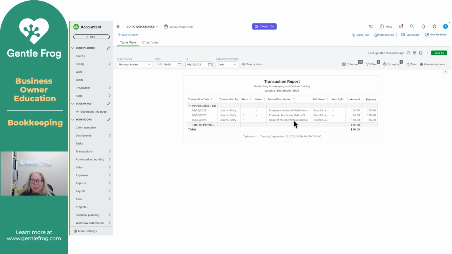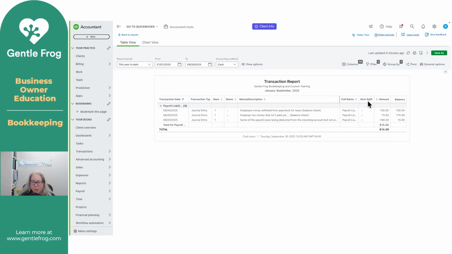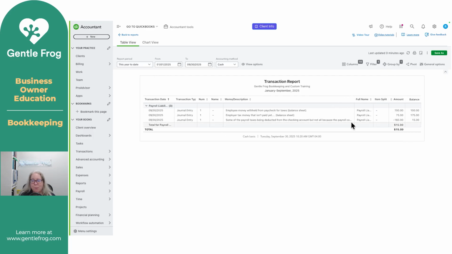So when I click into it, I can see, oh, it's journal entry number 1, and here's those notes that I put in the memo, and here's the ins and outs. So let me just expand this. Okay, well, you get most of my words. So it got $100 bigger because it was money withheld from the employee paycheck. It got $75 bigger because it was employer tax. It got $160 smaller because some of the taxes got withdrawn from the checking account, but some of it is left behind.